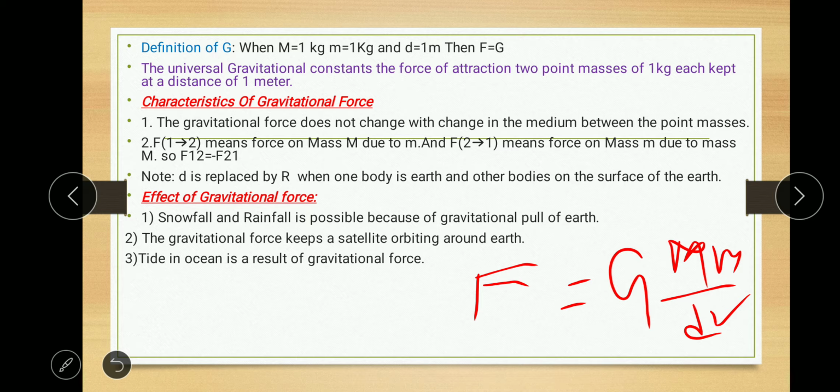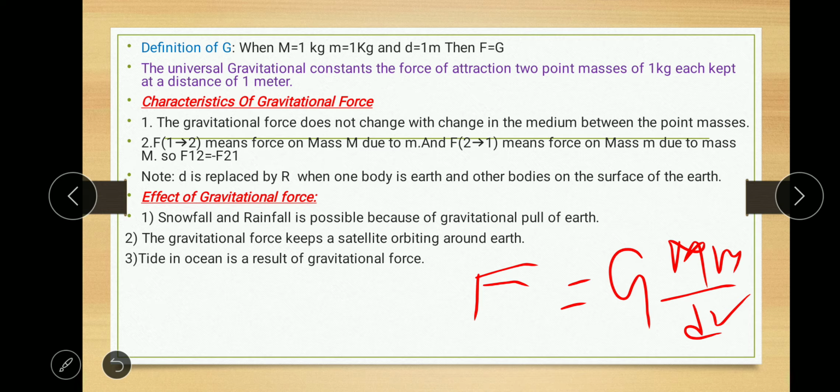Characteristics of gravitational force. Number 1. The gravitational force does not change with the change in the medium between the point masses. Suppose two point masses m1 and m2 are kept in air. The attraction force will be F, and if the two masses are kept in water, the attraction force will be the same, that is F. So the attraction force doesn't vary with the medium of the masses. Clear?